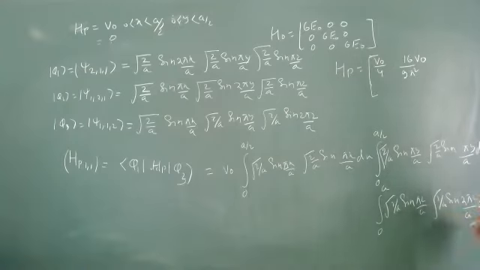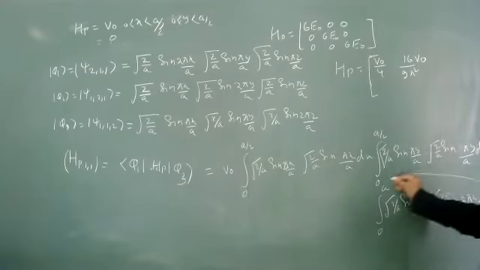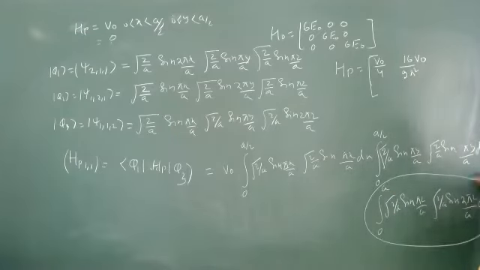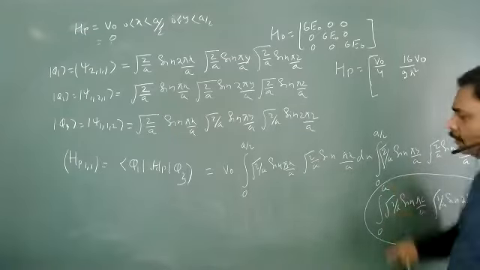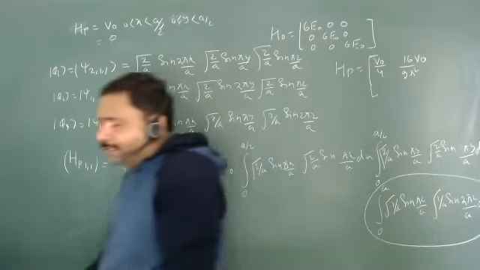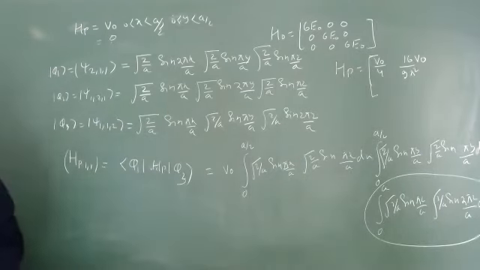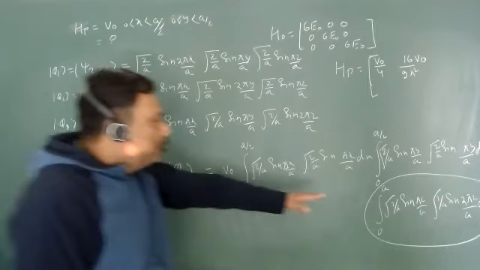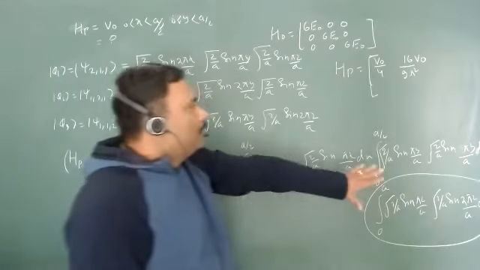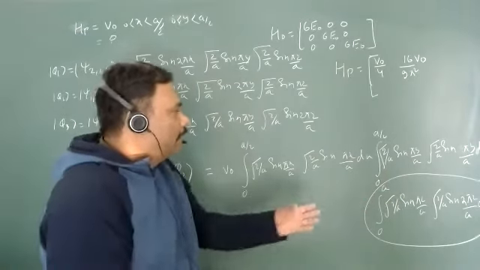What about this integration? Please look at here. What about this integration? 4 by 3 pi. No, this is 0. This is between 0 to a. This is orthonormal function, isn't it? Yes, sir. This is not a by 2. If it were a by 2, then you could get 16 V0 by 9 pi square.